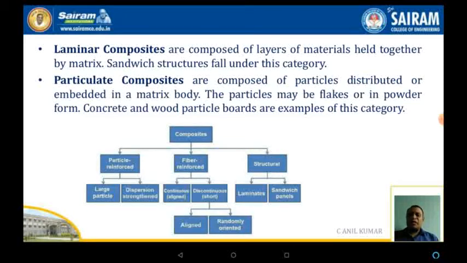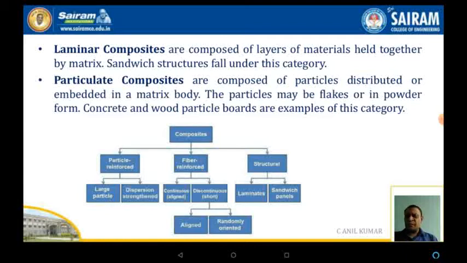Laminar composites. Laminar composites are composed of layers of material held together by a matrix. Sandwiched structures fall under this category. The particulate composites are the composites where the particles are distributed or embedded in the matrix body. The particles may be in the form of flakes or in powder form. Concrete and wood particle boards are examples of this category.